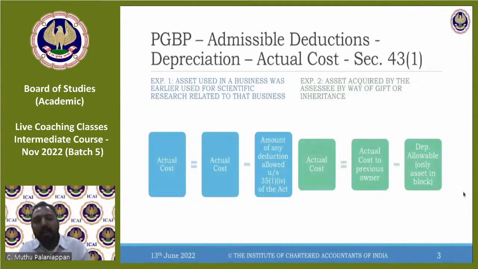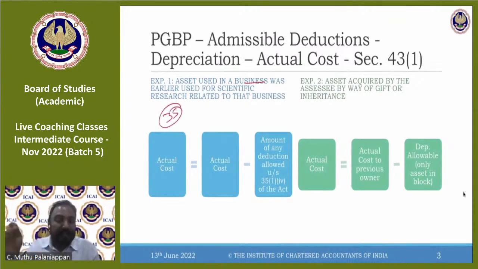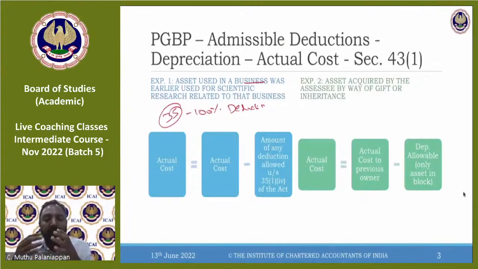So explanation one says, an asset used in a business was earlier used for scientific research. So there is this section 35 that we'll discuss a few slides later. That 35 says, if you have purchased an asset which is going to be used for the purpose of scientific research, that expenditure would have been claimed as a 100% deduction. Now let's say subsequently, if you're going to use it for the business, then you should deduct whatever was earlier allowed.